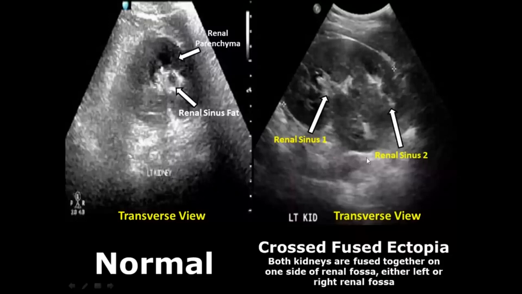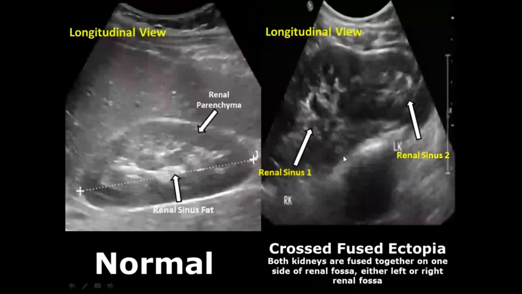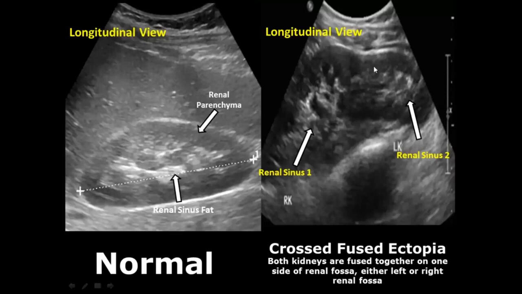Cross-fused ectopia is a condition in which both kidneys are found fused together. Here we can see the two separate renal sinuses and also this groove here that separates both the kidneys, and this is on the left side. The right side in this case will be empty, it will not have any kidney. Cross-fused ectopia in the longitudinal plane, we see two separate sinuses again more clearly.